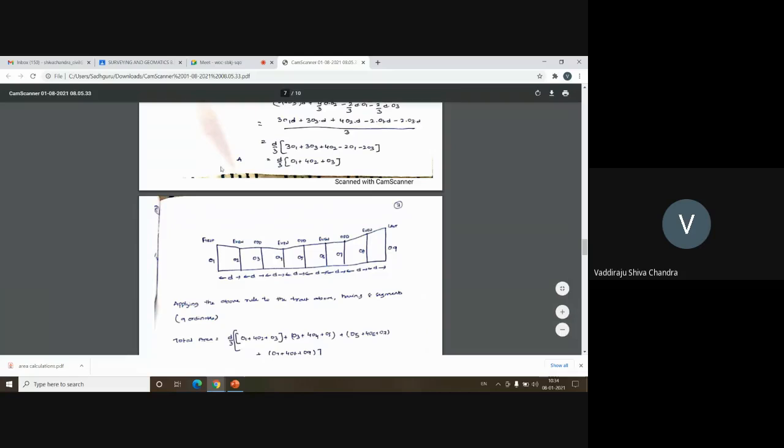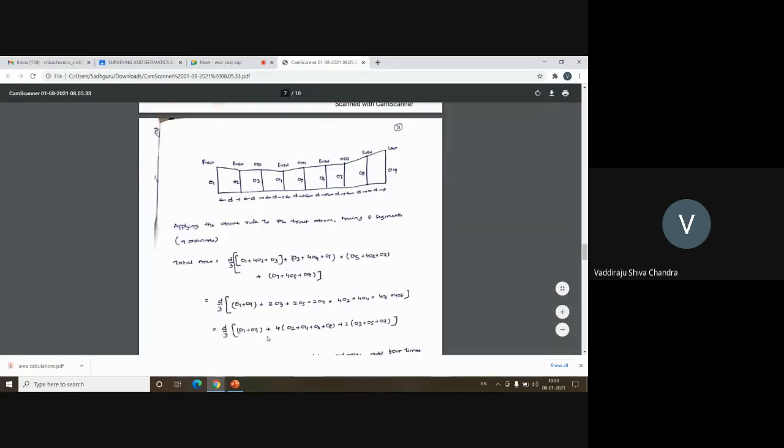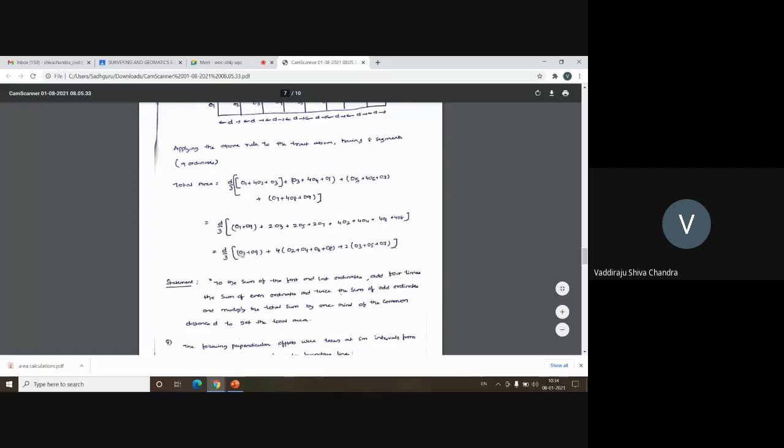Okay. So if you extend the above equation to 8 segments or 9 ordinates, the equation will be d by 3 of O1 plus O9 plus 4 times of O2 plus O4 plus O6 plus O8 plus 2 times of O3 plus O5 plus O7. O1 and O9 are the end ordinates. O2, O4, O6, O8 are the even ordinates. O3, O5, O7 are the odd ordinates.